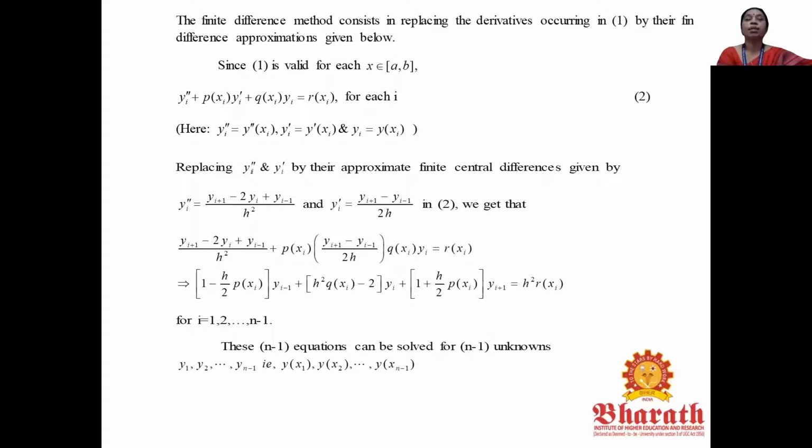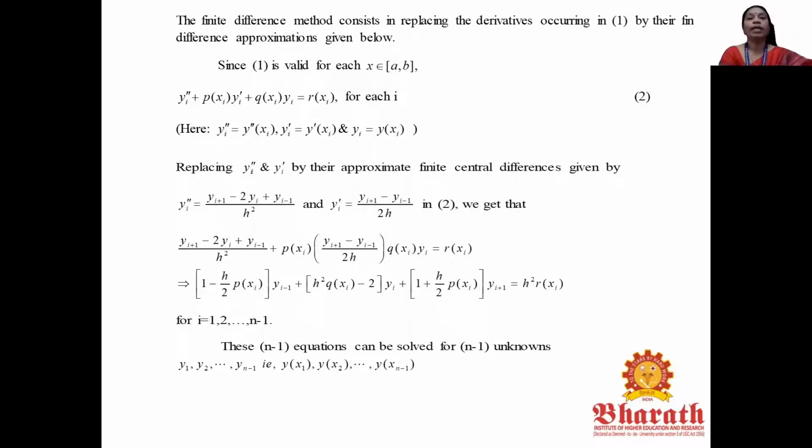As we have seen in the previous slide, equation 1 is valid for each x belonging to the closed interval [a, b]. So yi'' + p(xi) yi' + q(xi) yi = r(xi) for each i. So you can take this as equation number 2. Here yi'' is equal to y''(xi) and yi' stands for y'(xi) and yi stands for y(xi).